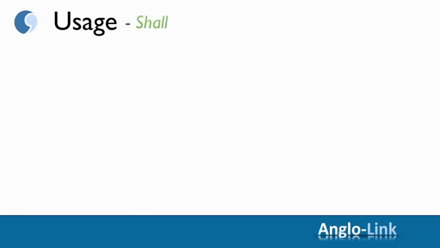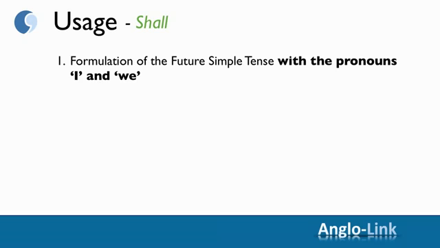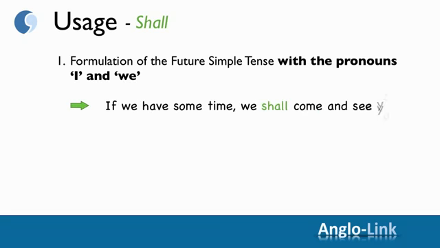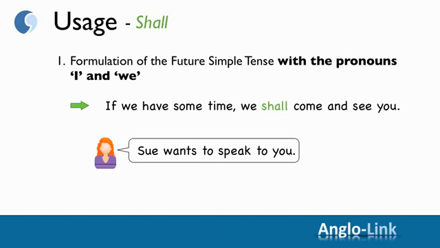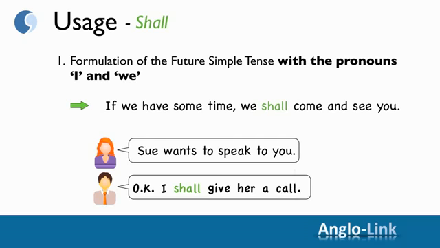Right, let's have a look at shall. The first usage of shall is formulation of the future simple tense with the pronouns I and we. If we have some time, we shall come and see you. Sue wants to speak to you. Okay, I shall give her a call.